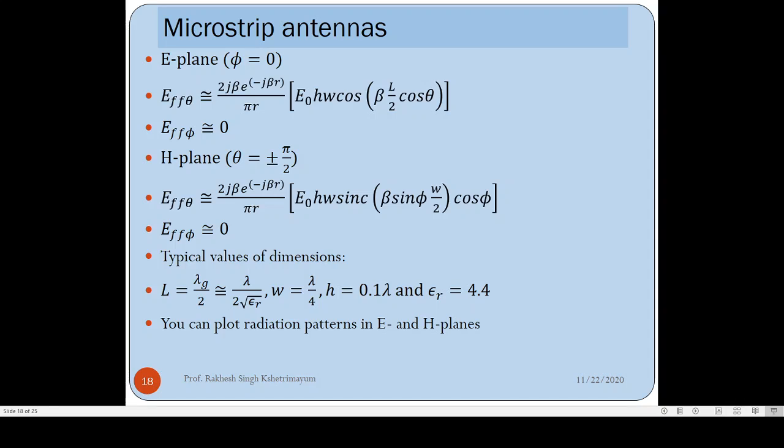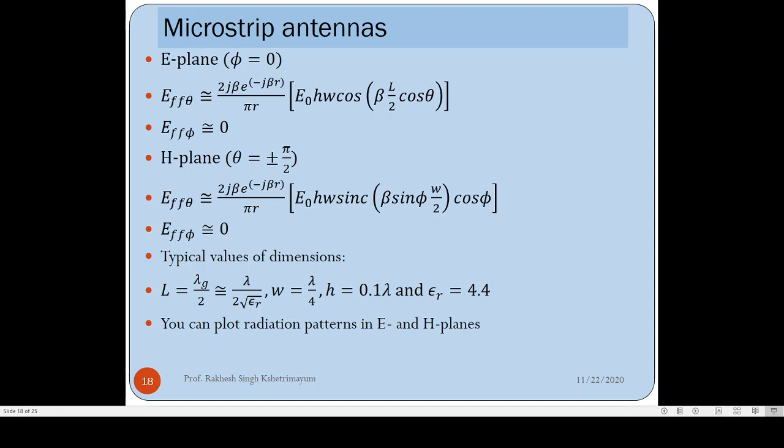The typical values of the dimensions of the microstrip antenna are: L is lambda g by 2, where lambda g is basically lambda by square root of epsilon r, and W is lambda by 4. These are the typical values. S is 0.1 lambda and epsilon r is 4.4 for the FR4 PCB board, which is the most widely used material for fabrication of microstrip antennas at low frequency. If you go for high frequency, you need to go for a low loss material like RT Duroid substrate.